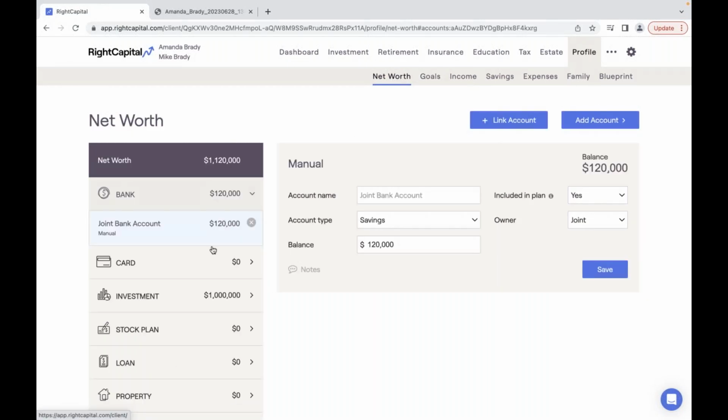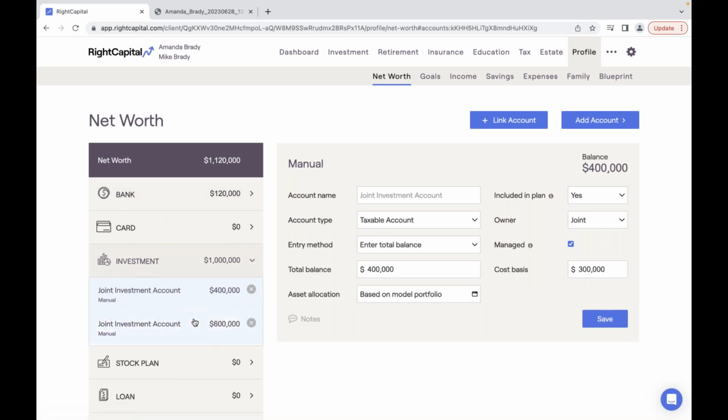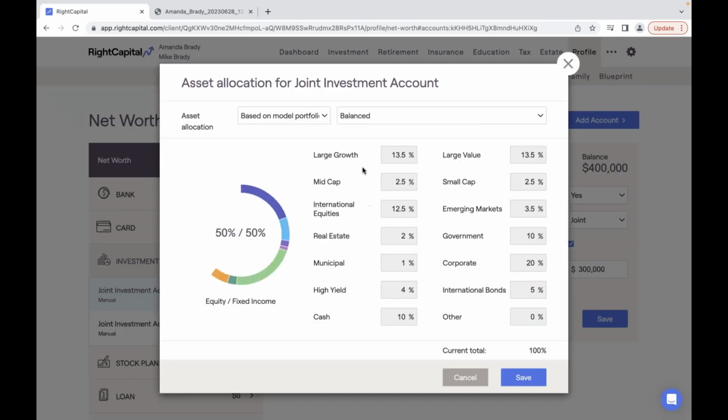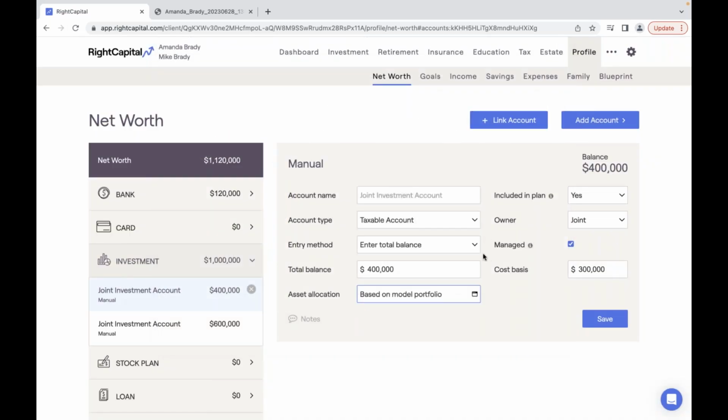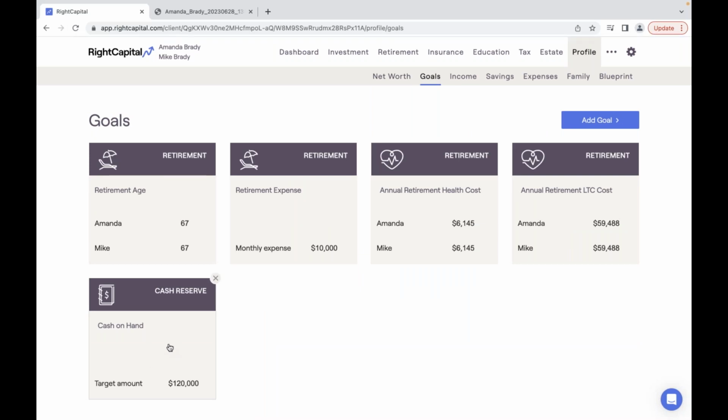So if I was using this setting and I didn't have that cash reserve goal card, this bank account would not automatically be treated as cash. Rather, it would be reinvested in the taxable brokerage account that's currently based on a balanced 50-50 portfolio. So that is something that's an important data point. So if you're using this cash reserve goal, which helps to show reinvestment strategies, you just want to make sure you have the data entered.